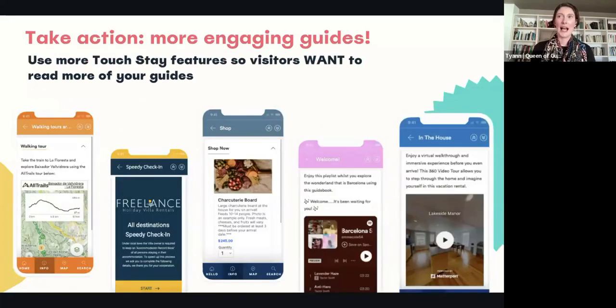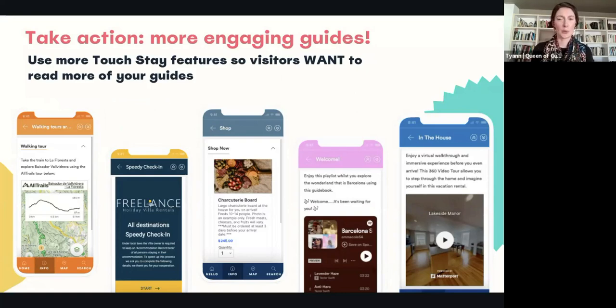Lovely. And then, okay, so you might have a great guide, but you're thinking, how do I go further? Maybe you've been with TouchStay a little while and you've spent a lot of time crafting the perfect guide, but you're thinking, well, what now? How do I get more views? How do I get more clicks? How do I get more engagement? You've got the basics now, but you really want to take it further.